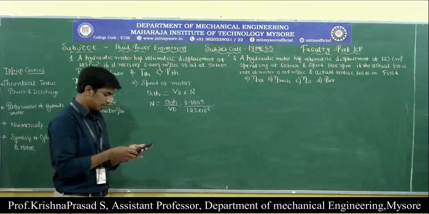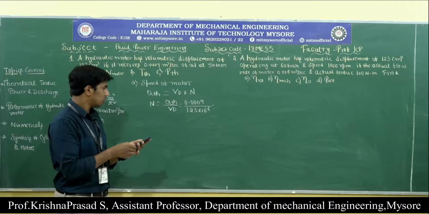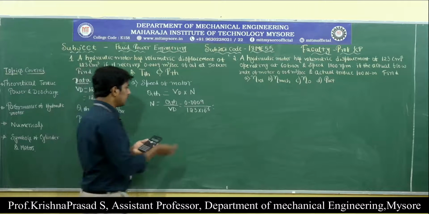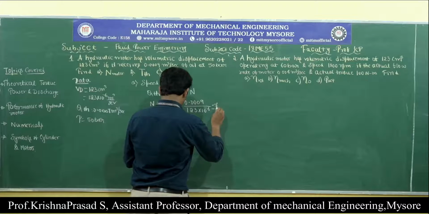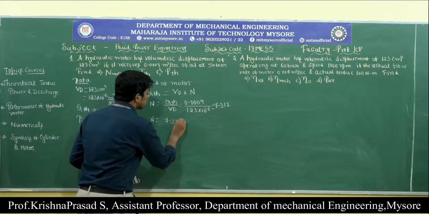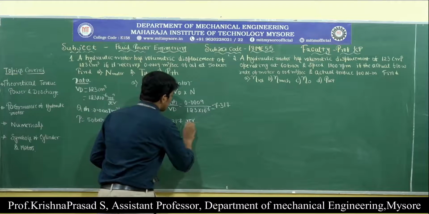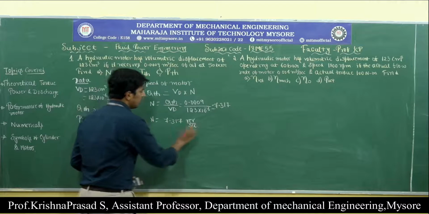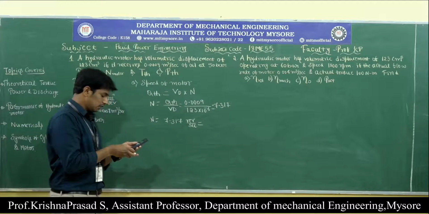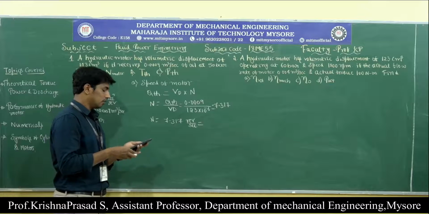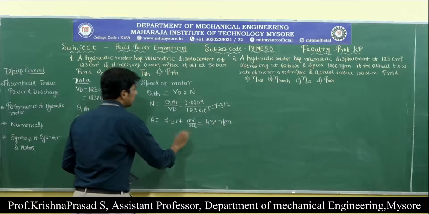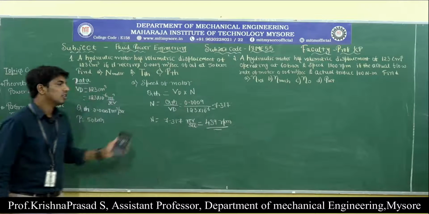After solving this, 0.0009 divided by 123 into 10 to the power of minus 6, we are getting 7.317. This will be in terms of revolution per second. So in order to convert it into revolution per minute, multiply with 60, then 7.317 into 60 will become 439 RPM. So the speed of the motor is nothing but 439 RPM.